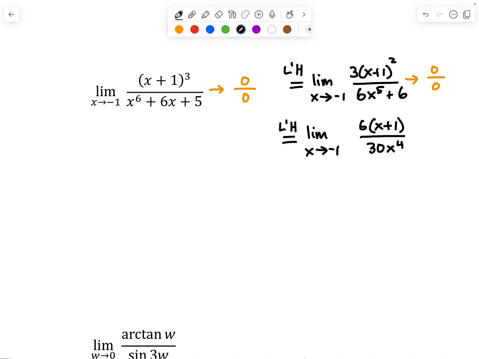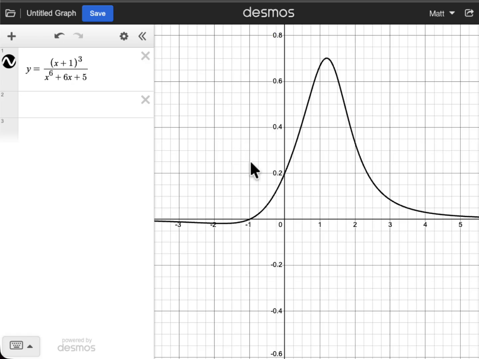This time, when I plug in negative 1, I'll get a 0 in the numerator and a 30 in the denominator. Well, this is not an indeterminate. This is 0 divided by non-zero, which is just 0. Here's a graph of our function. It does appear to be continuous at negative 1, but if you do a trace, you do see that, in fact, there is a removable discontinuity at the location negative 1, 0.